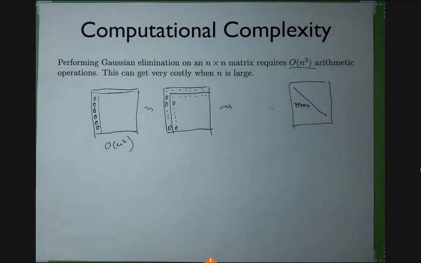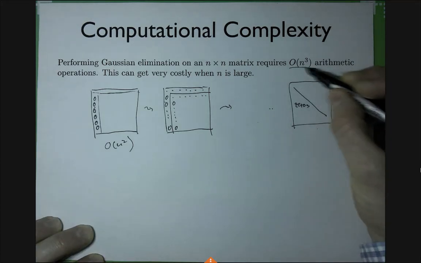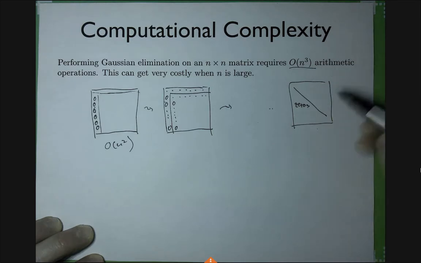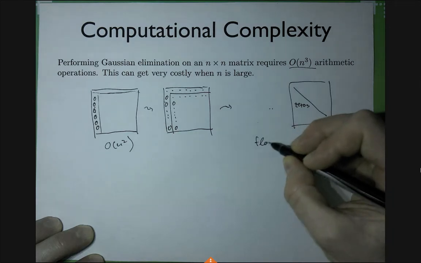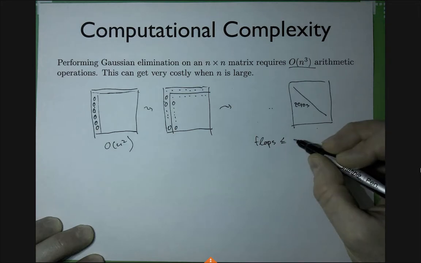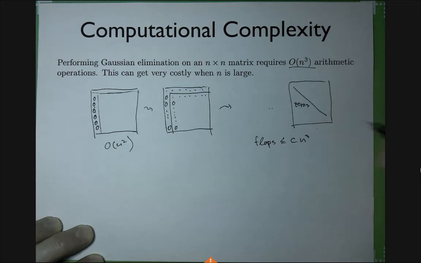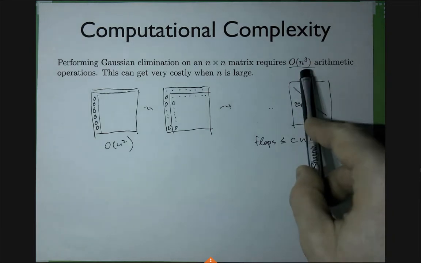Okay, so the big O notation basically means, let me just explain it in this case. That means that the number of flops for sufficiently high n is less than or equal to some constant times n cubed. That's what it means. So it's basically an upper bound on the complexity.